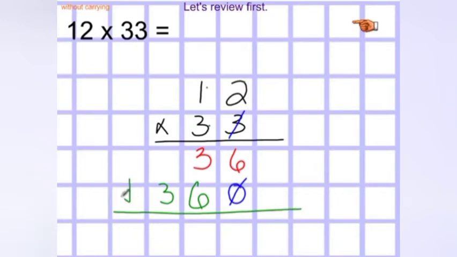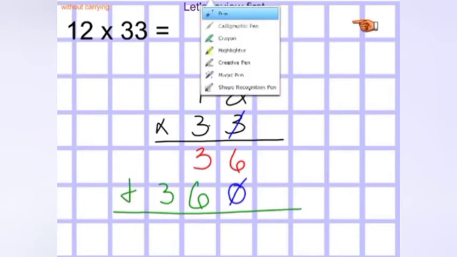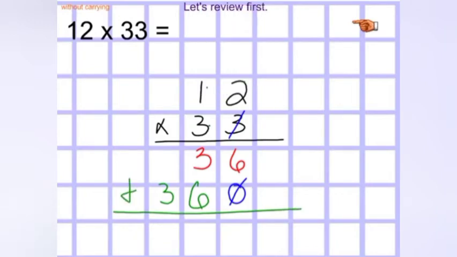Now we're going to add up. Remember, we are adding up the ones. Let me show you the ones place and the tens place to see what our total answer is. Okay, 6 plus 0 is 6. 3 plus 6 is 9, and 3 plus nothing is 3.